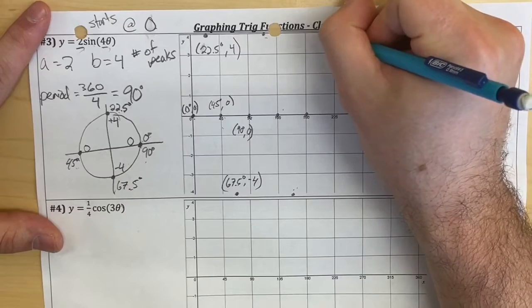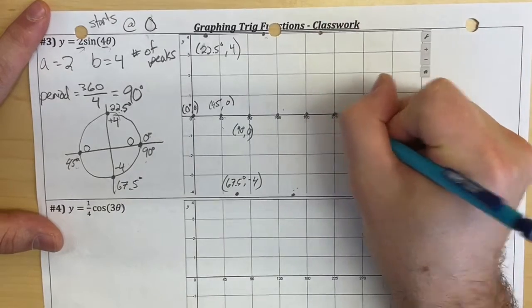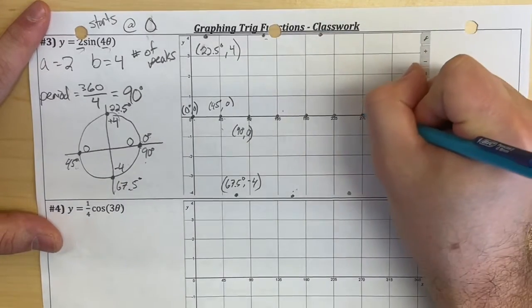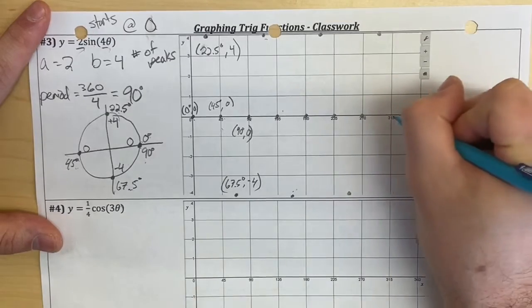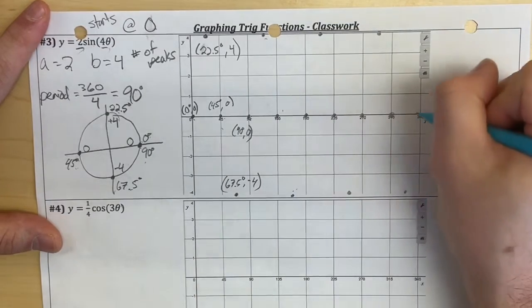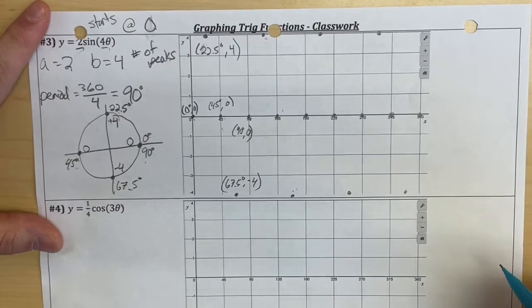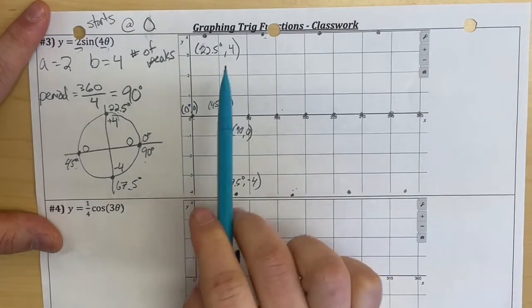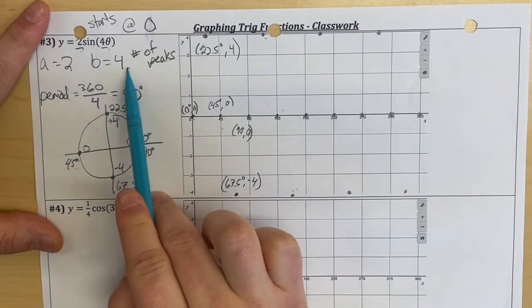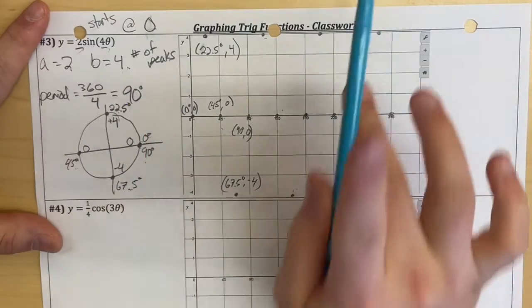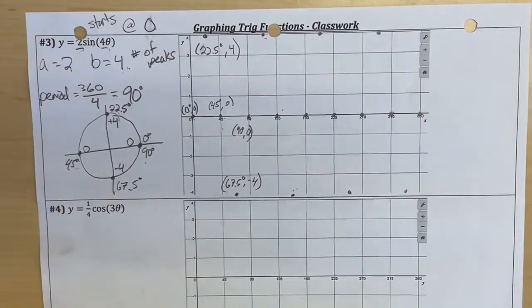So 0, 4, 0, negative 4, 0, 4, 0, negative 4, and 0. I claimed that we went up to our amplitude. I knew I messed up somewhere. Okay, here we go.